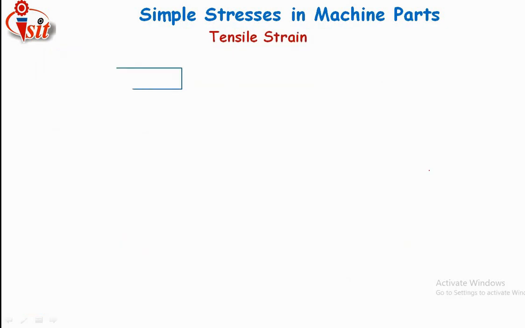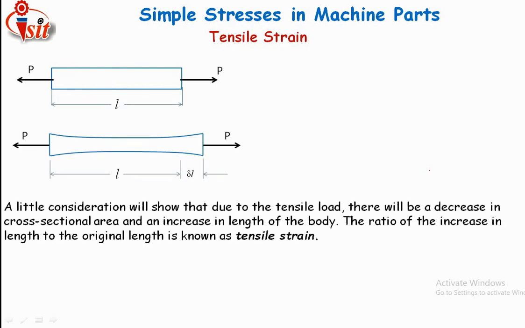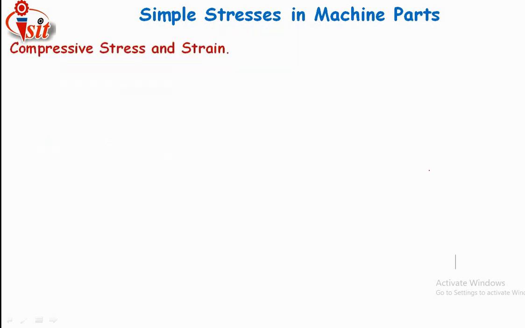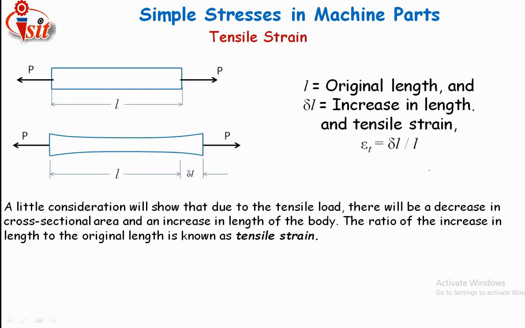Now move towards the tensile strain. As we have seen, due to the application of pull force, that is tensile load, this is the original length of the body. But due to the tensile load application, there is a slight increase in length of the body. This is the original length, and delta L is the increment in the length of the body, and there is a decrease in cross section of the body.